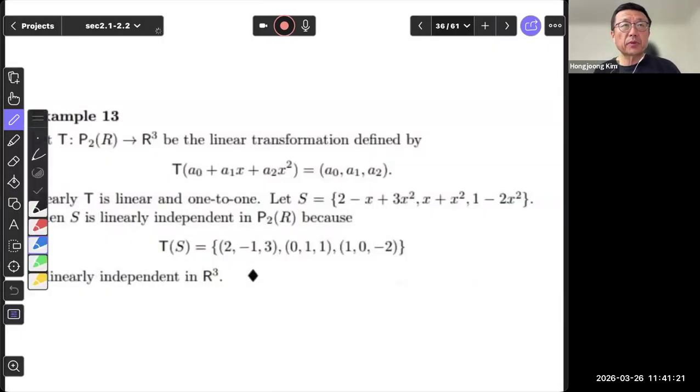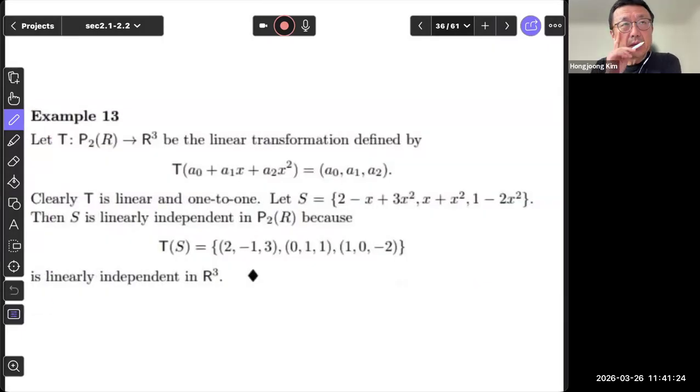Now let's consider example 13. T is a mapping from P2 to R3 space. And note that P2 is a three-dimensional space, R3 is a three-dimensional space. Okay? And T maps this polynomial to A0, A1, A2. Now, is it one-to-one? Yes.